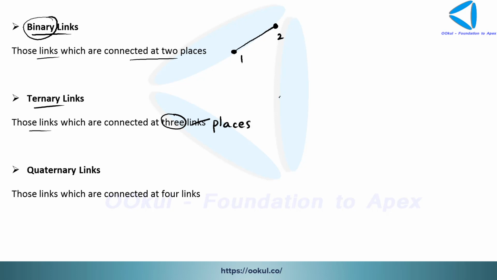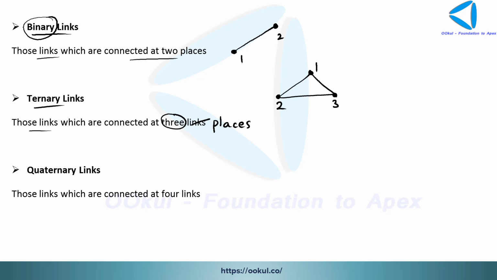Suppose we have any link of this sort. This is any link. It can be connected one at this place, one at this place and another at this place. Okay, so these are the three positions or three places at which this link can be connected. So it is known as your ternary link.